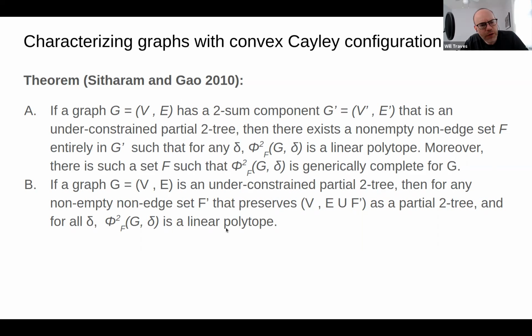Sorry, Rahul, could you say again, what does generically complete mean? So here, generically complete is talking about G being minimally rigid. I can pick non-edges F so that when I add them to the graph, the graph becomes minimally rigid, and your configuration space, that's what it's talking about. Okay, thanks.